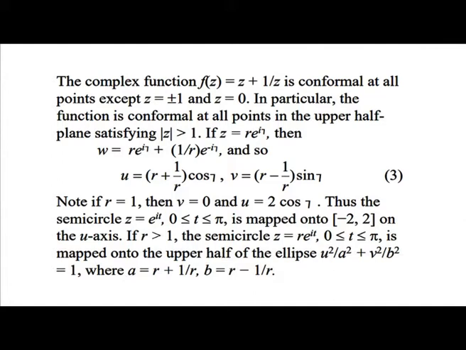Thus, if I have a semicircle z is equal to e raised to i t, but t varies from 0 to pi, its image is the interval minus 2 to 2 on the u axis. If I have r greater than 1, the semicircle z equal to r e raised to i t, where t varies from 0 to pi, is mapped onto the upper half of the ellipse u square by a square plus v square by b square is equal to 1, where a is r plus 1 by r and b is r minus 1 by r.